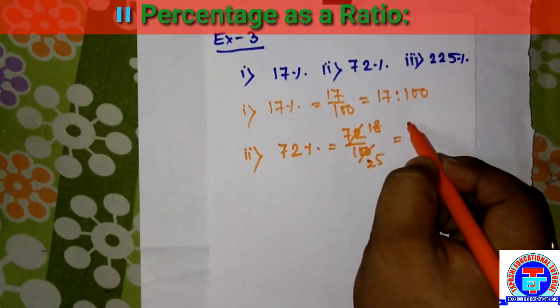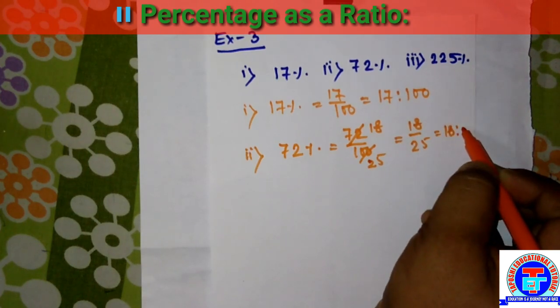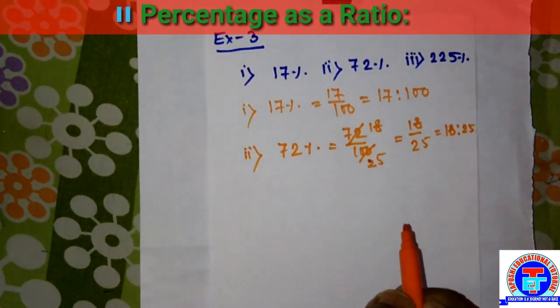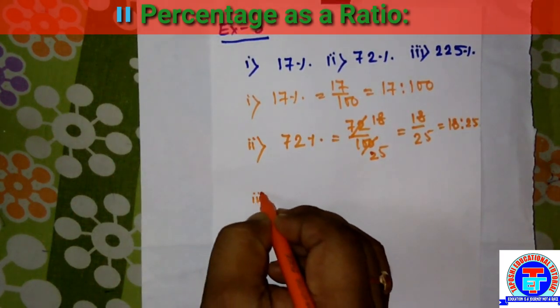So it will become 18 by 25. That means 18 is to 25. This is the answer, right?